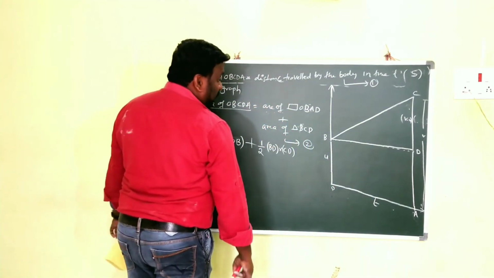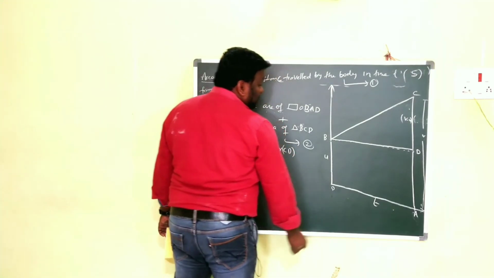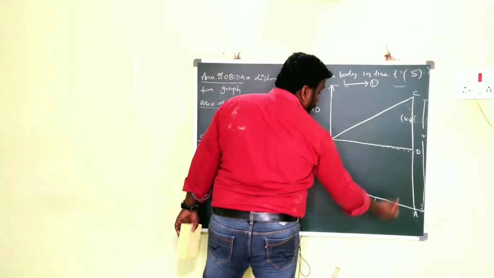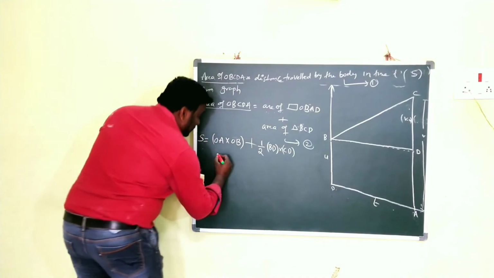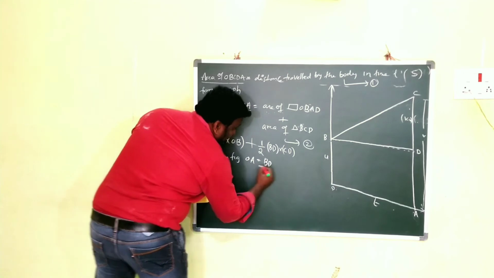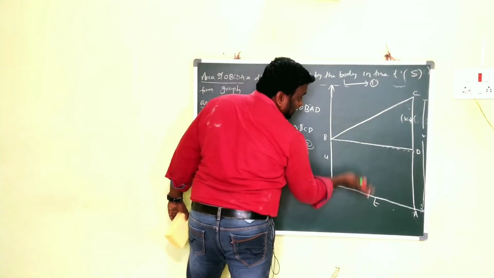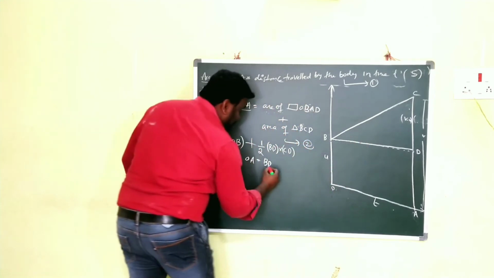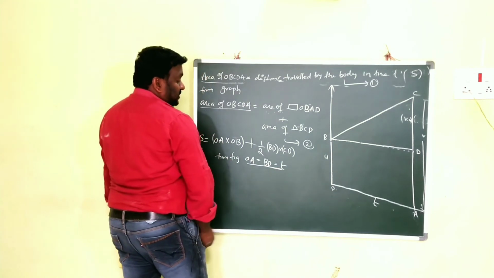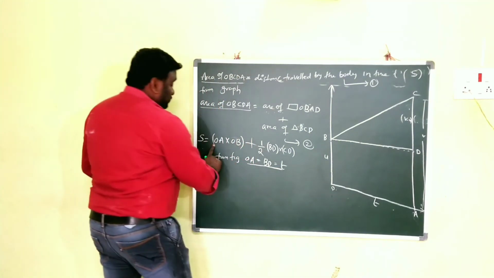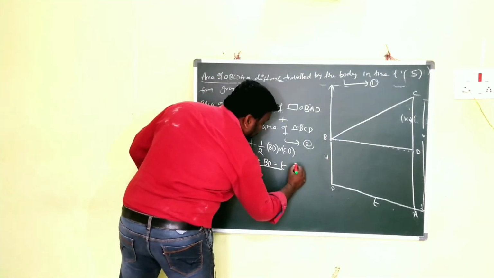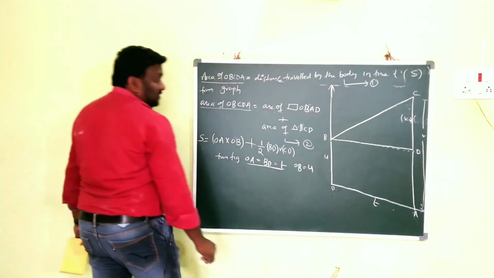Okay, children, now observe that in a rectangle opposite sides are equal. That means, from the figure, OA is equal to BD. Opposite sides are equal. OA is equal to BD, which is equal to t. Clear? And next, what is OA? It is t. And what is OB? OB is u.